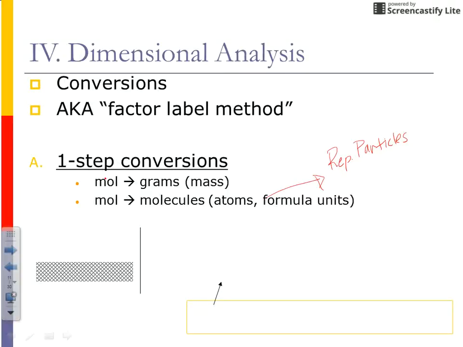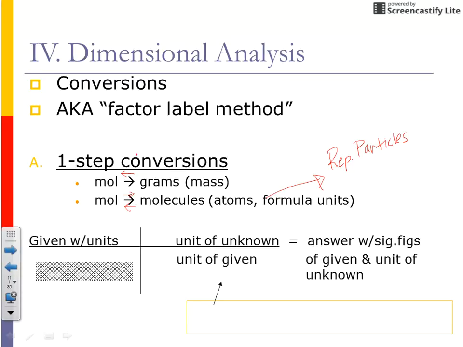Our one-step conversions that we're going to be looking at in our Chapter 10 notes will always involve going from moles to grams or grams to moles, moles to our representative particles, or representative particles back to moles. One thing you will always notice in a one-step problem is that if you see the word moles, that's one way you can know it's a one-step setup. When I say one step, I'm referring to the fact that it needs one conversion factor.